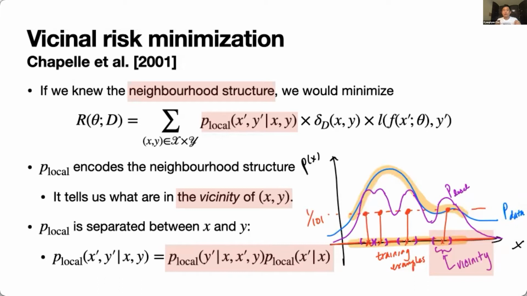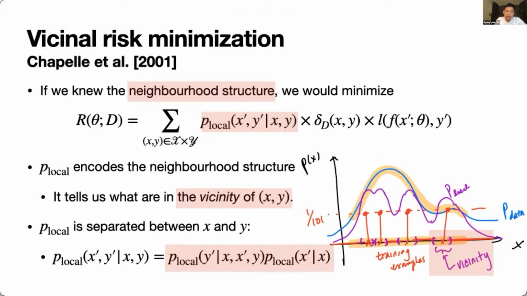Instead, what we can do is try to incorporate the neighborhood structure. And that's what we often refer to as, or was proposed as, vicinal risk minimization in 2001. Now, instead of looking at a single point, we're going to look at the neighborhood, or the points in the vicinity of each and every training example. To do so, we need to have what we call a local distribution for each of the training examples we have. This local distribution tells us what constitutes a vicinity of this training example. And by considering a collection of these vicinities of the training examples, we can get a better sense of what the true data manifold is that we need to consider.